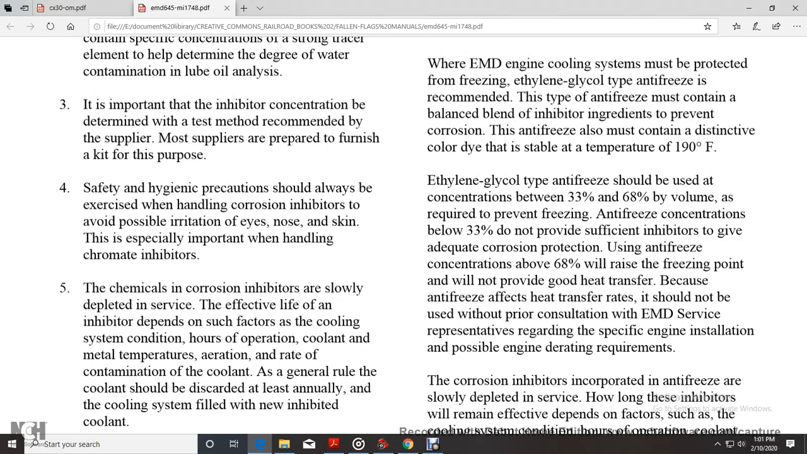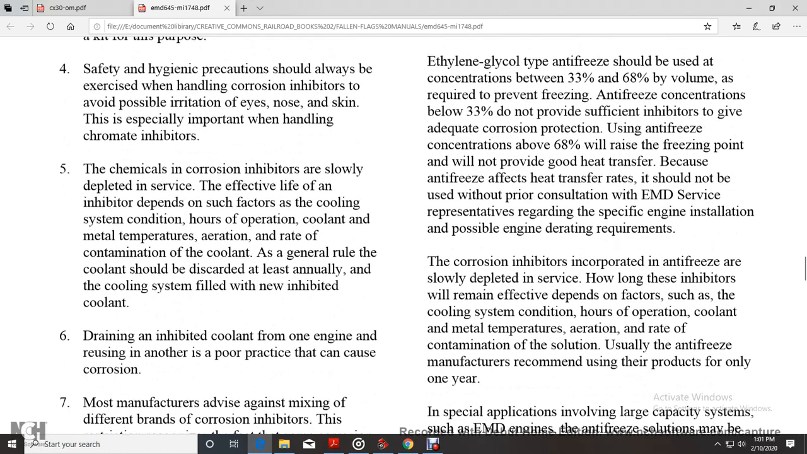Avoid possible irritation to the eyes and nose, and use shielding; this is especially important when handling chromate inhibitors. The chemicals in the corrosion inhibitor are slowly depleted, and the effective life of the inhibitor depends on such factors as cooling system condition, hours of operation, coolant and metal temperature, aeration, and the rate of combination with the coolant. As a general rule, discharge the coolant at least annually and fill the cooling system with new inhibited coolant.